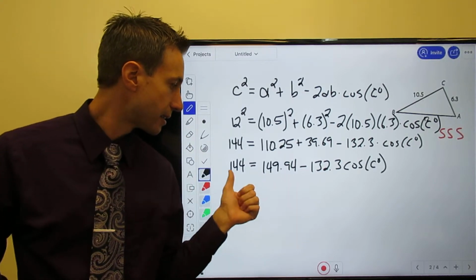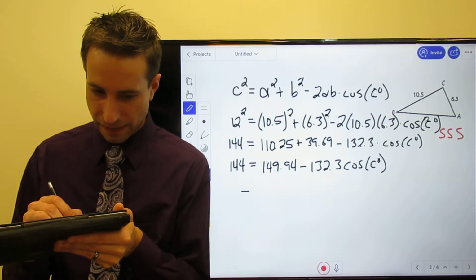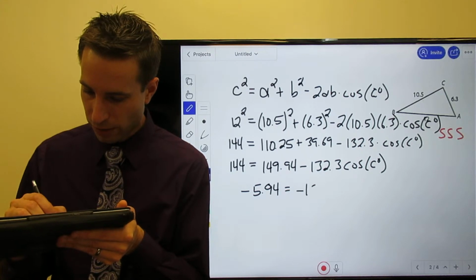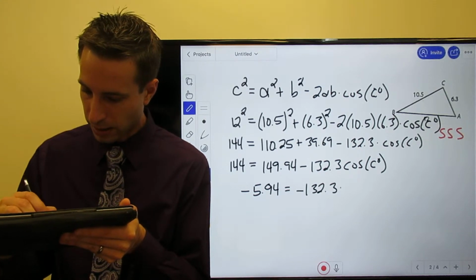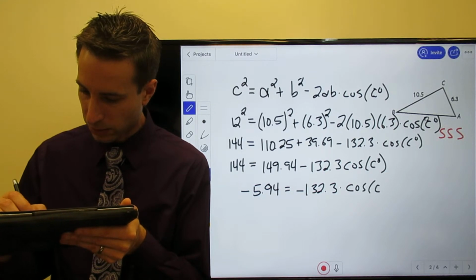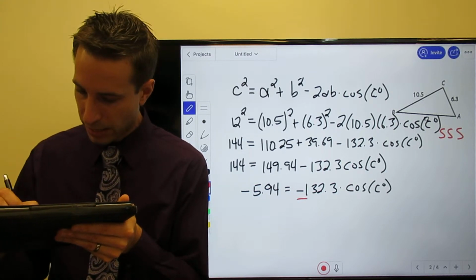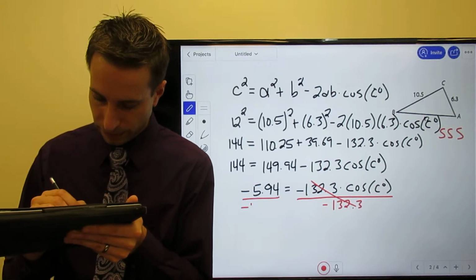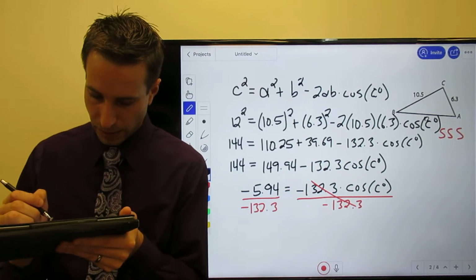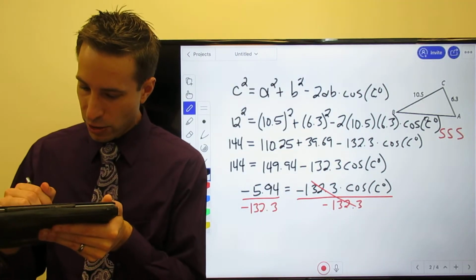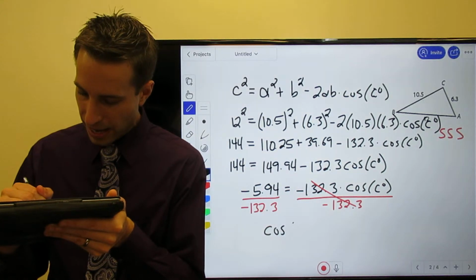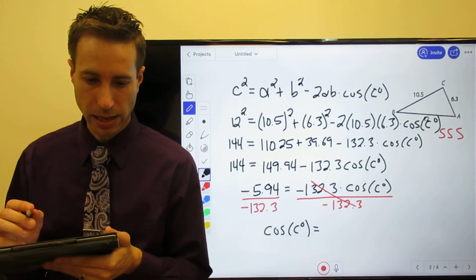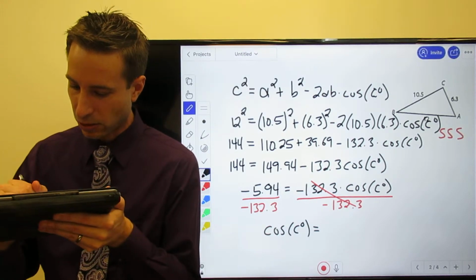Okay, great. We'll subtract this to the other side. We wind up with negative 5.94 is equal to negative 132.3 times the cosine of angle C. We'll divide both sides by negative 132.3. They'll cancel on this side. All right, don't fat finger something on your calculator, and you wind up with the cosine of angle C is equal to a negative divided by a negative. Of course, it's going to come out to be a positive, and it's just this crazy long decimal.